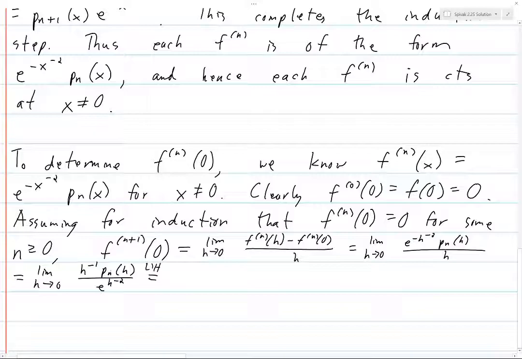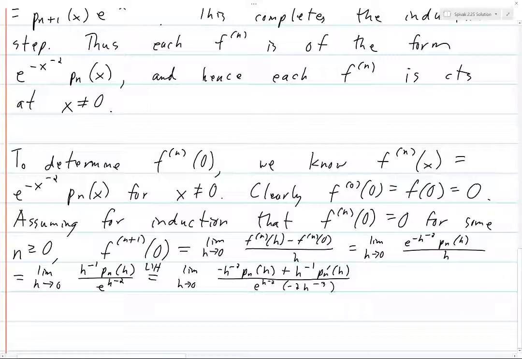h goes to 0. The thing on top is going to become, we have to use the chain rule. So if we take the derivative of h to the minus 1, we're going to get minus h to the minus 2. We're going to keep the Pn of h. Then we're going to add h to the minus 1 times the derivative of Pn of h. And then on the bottom, we have to take the derivative of e to the h to the minus 2. So the e to the h to the minus 2 stays there, and then you multiply by the derivative of h to the minus 2, which is minus 2h to the minus 3. And this is going to be equal to, so I should probably go to the next line just in case.